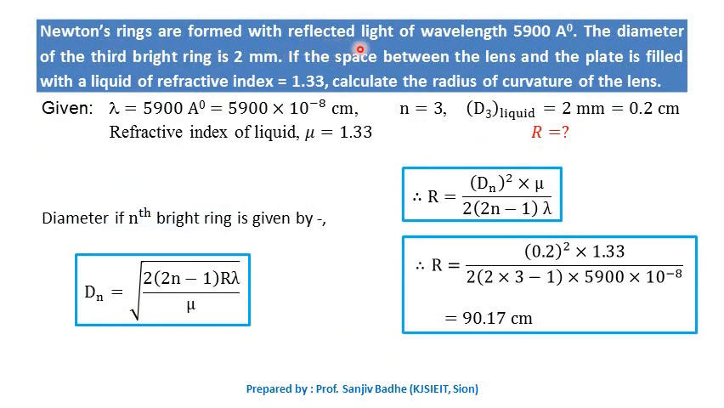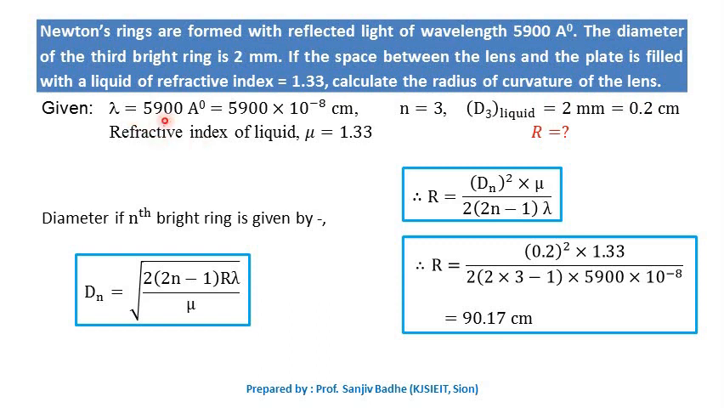Newton's rings are formed with reflected light of wavelength 5900 angstroms. The diameter of the third bright ring is 2 millimeters. If the space between the lens and the plate is filled with liquid of refractive index 1.33, calculate the radius of curvature of the lens.